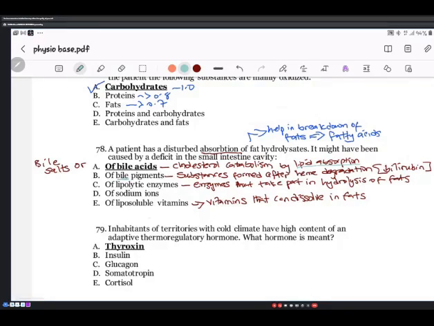Then for lipolytic enzymes, these are just enzymes that take part in the hydrolysis, but they are not really concerned with the absorption of the lipid. Hydrolysis is also breakdown. So in addition to the breakdown, there's absorption, which is being done by the bile acids or bile salts. That's what I'm trying to differentiate here. And then this last option are just vitamins that can also be dissolved in fats.